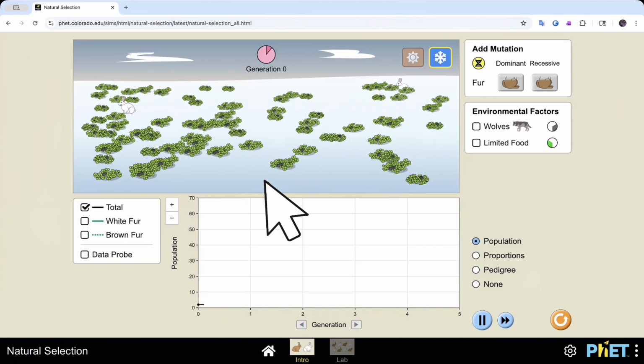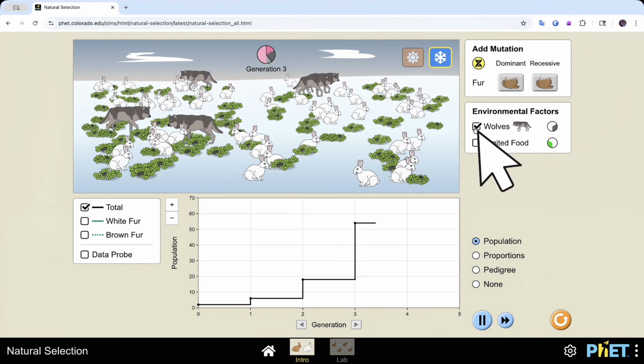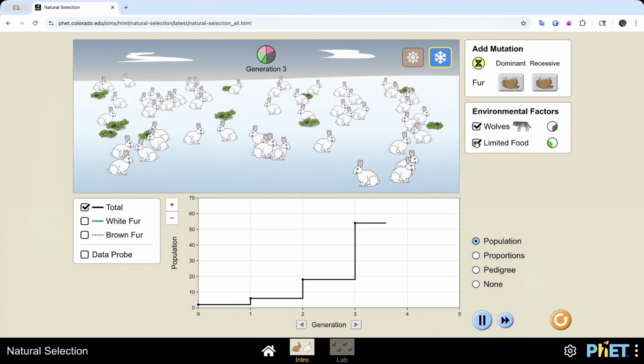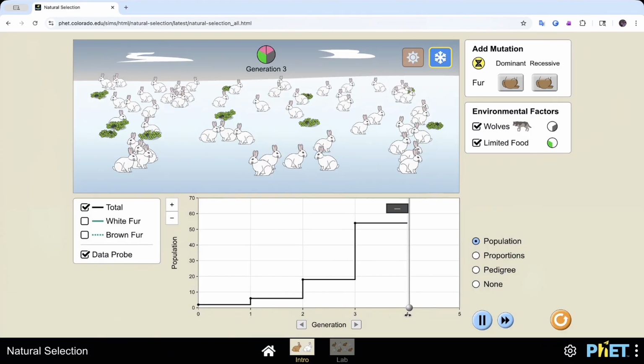Now click Add a Mate and watch the population grow until we reach Generation 3. We are at Generation 3 now. This time we are going to add both environmental factors at the same time. On the right side of the screen, select Wolves and Limited Food. Make sure your data probe is turned on. Now let's watch what happens.